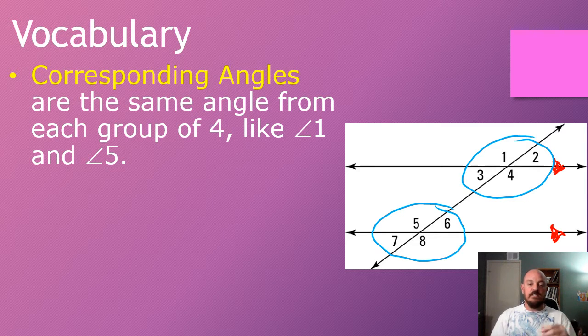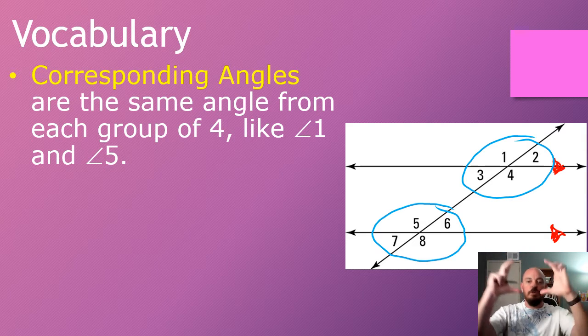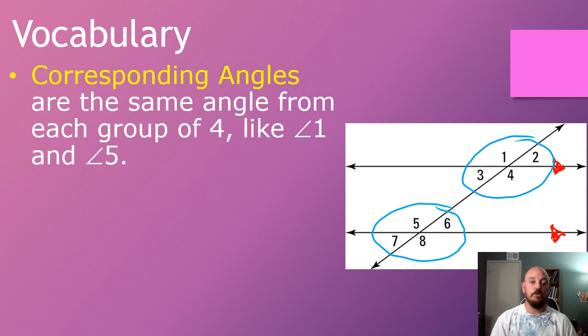So for the notes, I said, okay, one example of corresponding angles is angle 1 and angle 5. But 2 and 6 are also corresponding angles, 3 and 7 are corresponding angles, and 4 and 8 are corresponding angles. So corresponding means they correspond to each other. The best example is what I said first: cut out that circle of 4 angles, put it on top of the other 4, which ones match up? Those two are what we call corresponding angles.